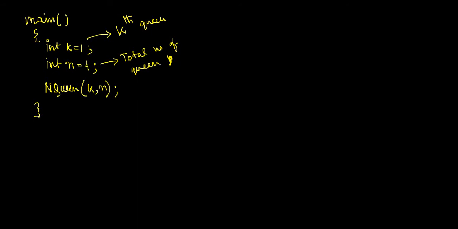Now see, if we go for the n queen function, obviously the function is void N Queen. Here I will place int i, suppose, and int n. So n is the total number of queens, and i is the ith queen I try to place.